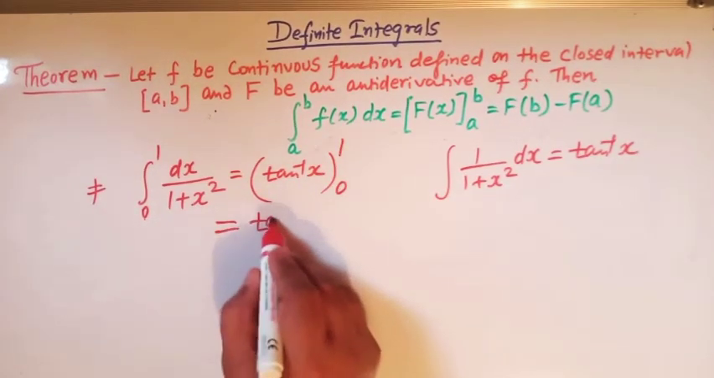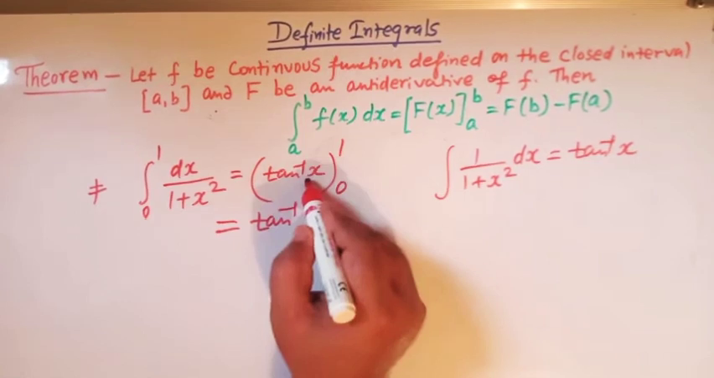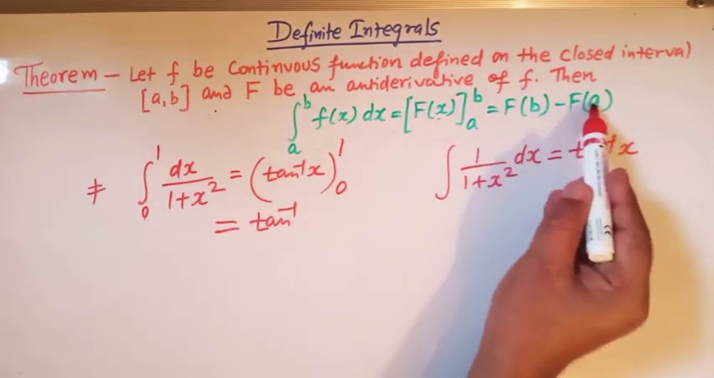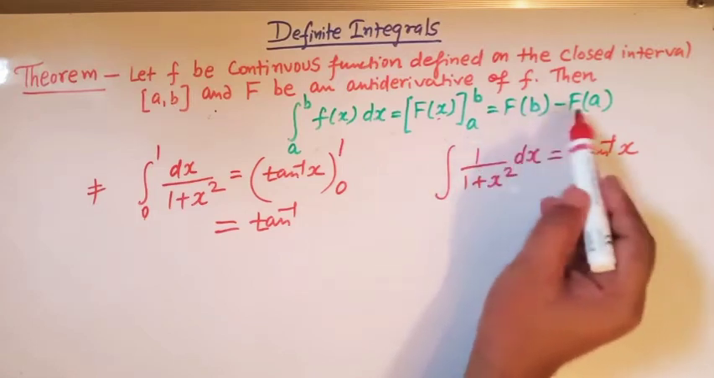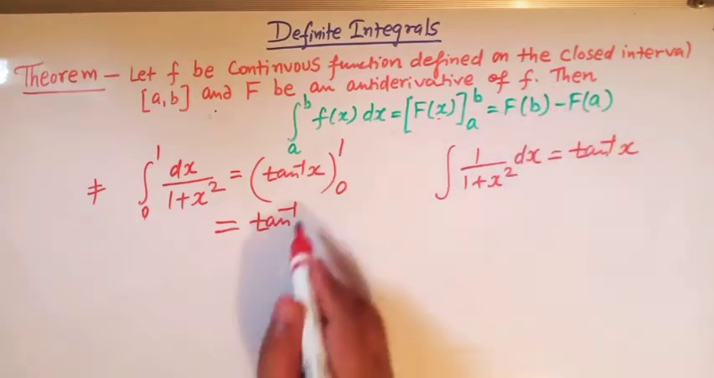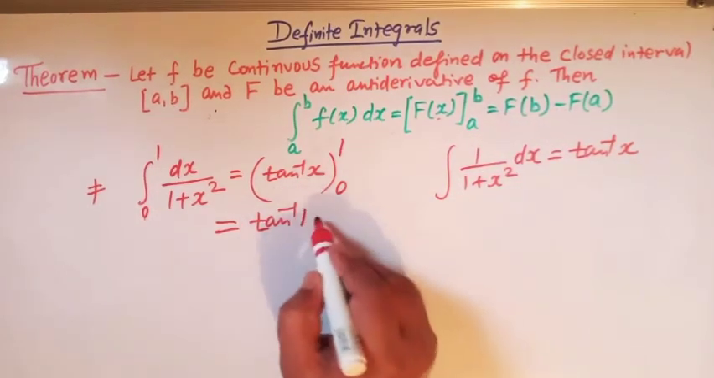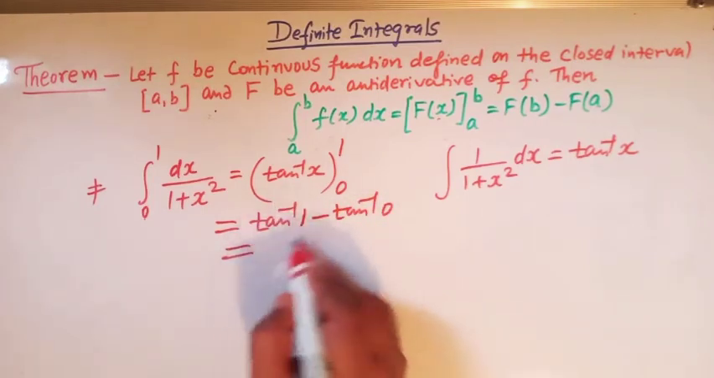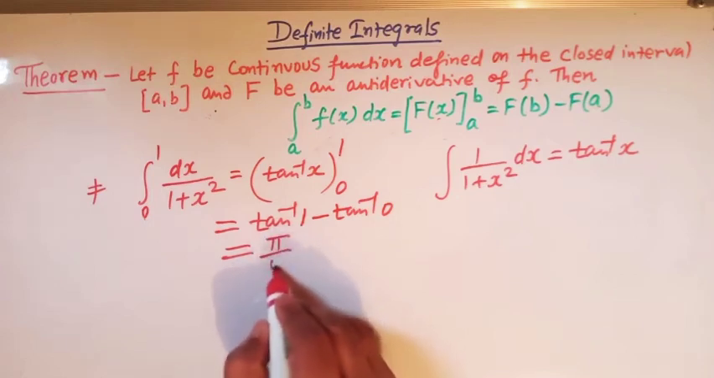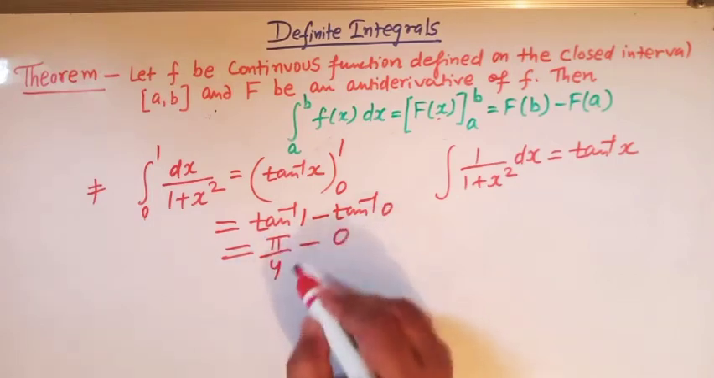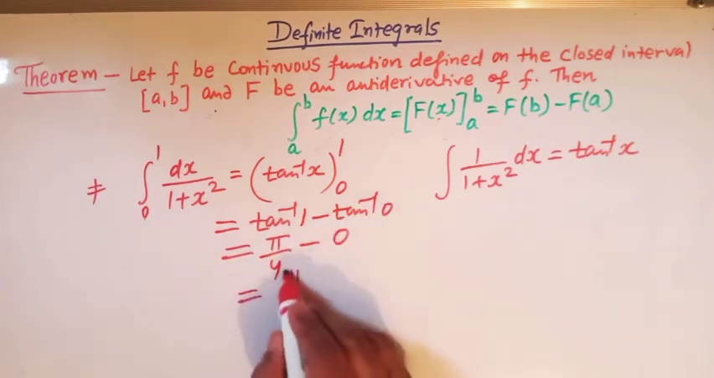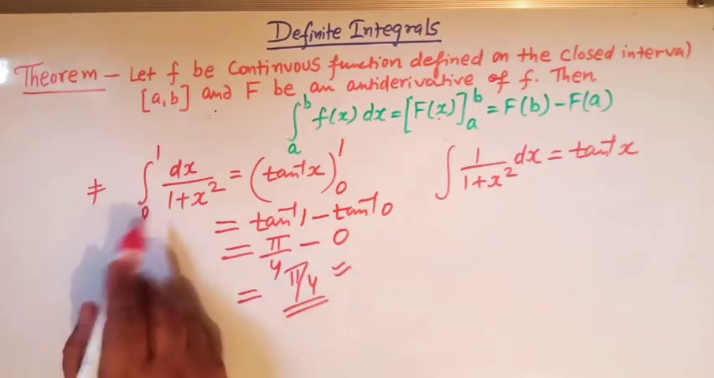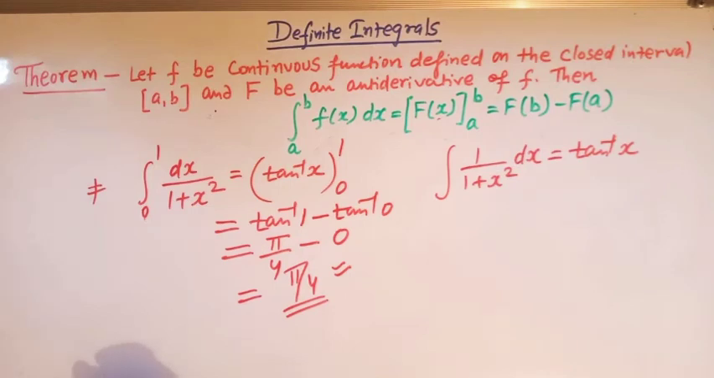So we have here tan inverse of, first we will substitute 1 because we have to find f(b), then we have to find f(a), and then we find the difference. So this is tan inverse 1 minus tan inverse 0. So tan inverse 1 is pi by 4 and tan inverse 0 is 0. So here we have pi by 4. So this is the value of this integral, right?